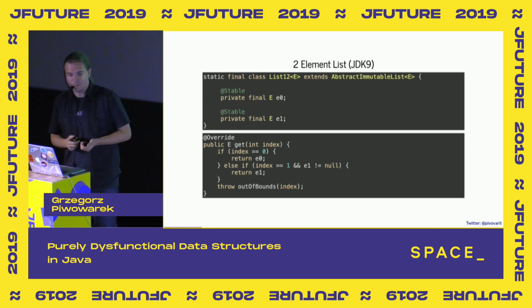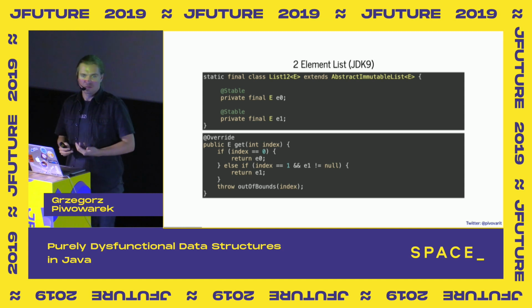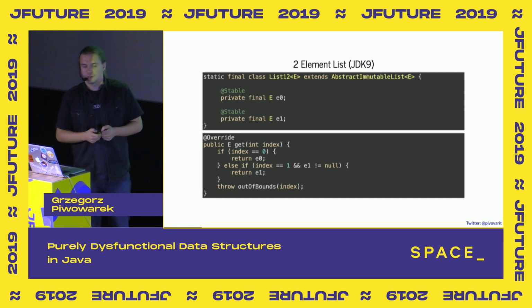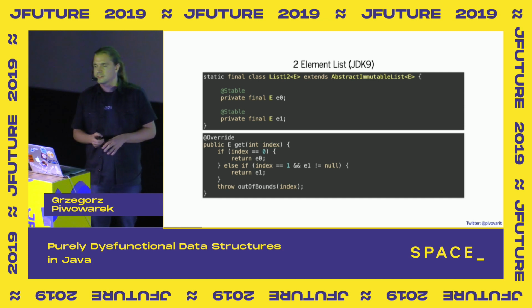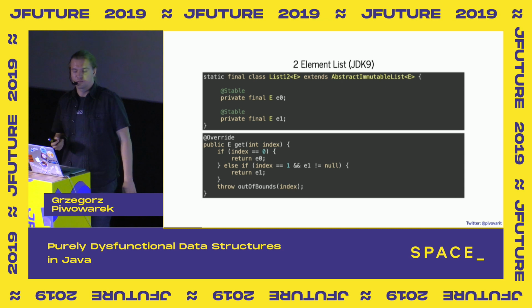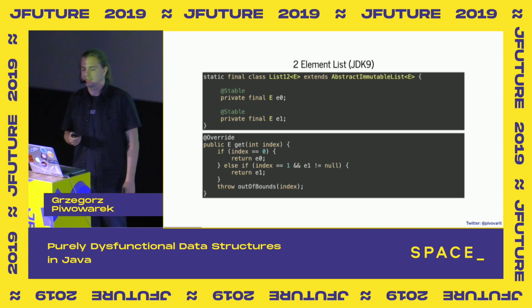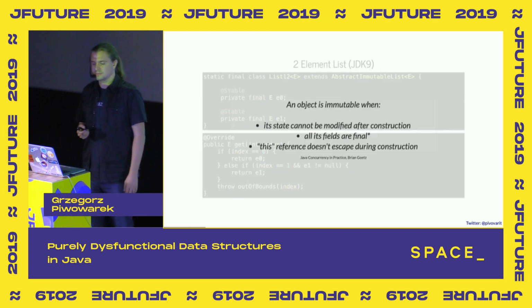So as you can see, immutability brings you quite a lot of cool things, but it also brings a lot of additional complexity involved. But before we go deeper into that, let's revise what it actually means for an object to be immutable, at least in the Java space.